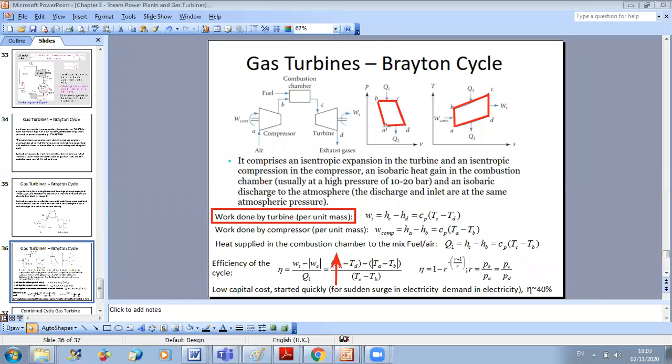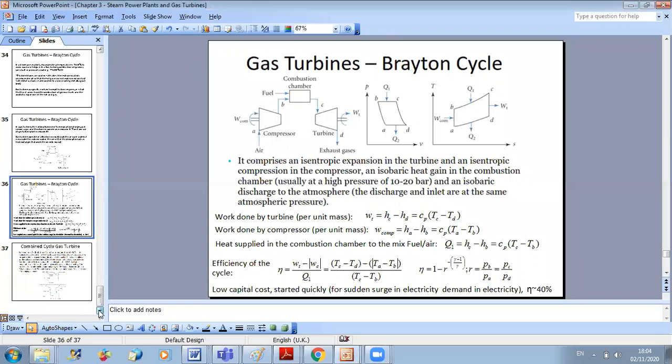Now, once you calculate the work done by the turbine, the work done by the compressor, and the heat given in the combustion chamber, which is at constant pressure and is Cp delta T, you can compute the efficiency of the cycle. The efficiency is the work done by the turbine minus the work of the compressor, over the heat provided to the system, Q1. Then you can compute the value of the efficiency of the system. Once you understand the concept, it's the same method for all cycles.